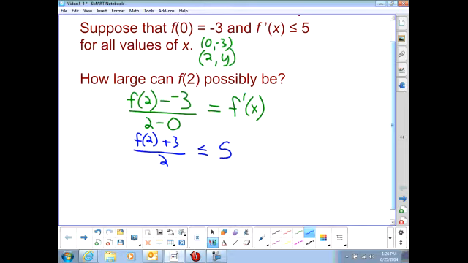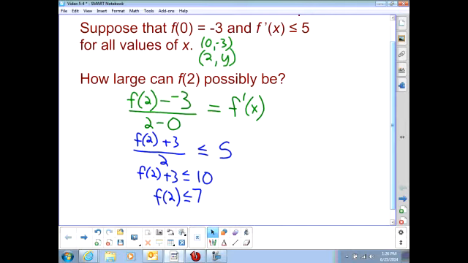And what we can do is just solve for f of 2. So we'll multiply both sides by 2 to give us f of 2 plus 3 is less than or equal to 10. Subtract your 3 over, and you get f of 2 is less than or equal to 7. So we still need to answer the question, how large can f of 2 possibly be? Well, if f of 2 has to be less than or equal to 7, the largest that it could possibly be is 7. So 7 is your actual answer to the question.